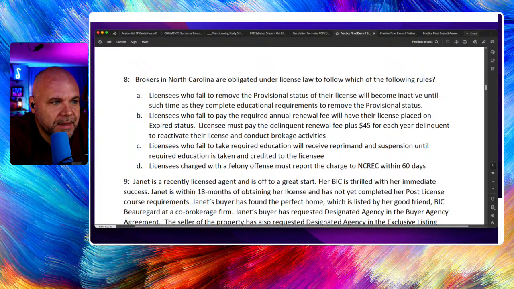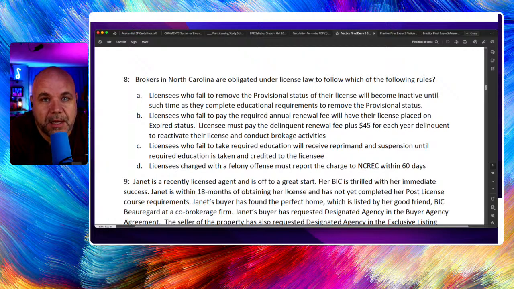Licensees who fail to pay the renewal fee will have their license placed on expired status. They must pay the delinquent renewal fee plus $45 for each year delinquent to reactivate. We don't have enough information here because what we do know, they say plus 45 for each year delinquent. Well, that doesn't work past the second year because if you go more than 2 years without paying, you have to start over from the beginning. And they don't say how many years. They just say each year delinquent, and that is not the case.